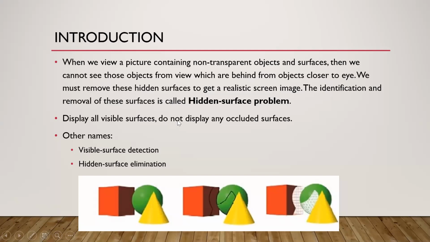So as you can see, display all visible surfaces and do not display the occluded surfaces, meaning the surfaces which come behind a particular object. As you can see in the third figure, there are parts of objects which are coming behind the objects under reference, so those parts are not going to be displayed. This hidden surface problem can be asked under different names like visible surface detection or hidden surface elimination. So in the exam, you should not say that hidden surface problem wasn't asked. It can also be asked in the form: explain visible surface detection or hidden surface elimination. I hope you all are understanding.